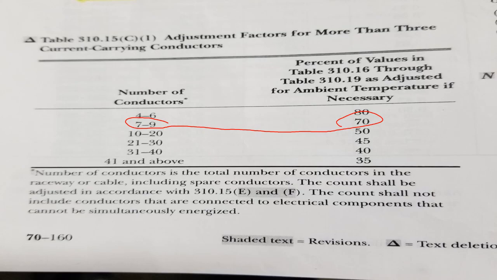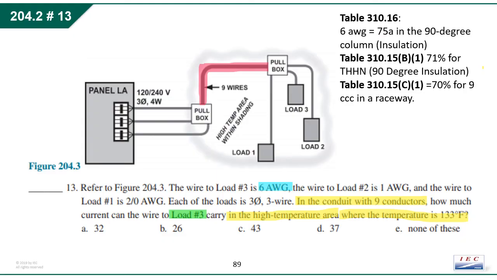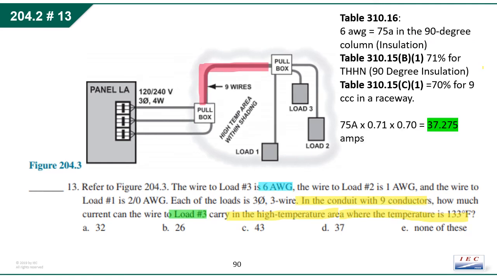Now let's do all the math together. I start with 6 gauge wire, which is 75 amps in the 90-degree column, 71% for my table for temperature correction, and 70% for 9 current carrying conductors in a raceway. I multiply all that together. 75 amps times 71% times 70% gives me a total of 37.275 amps. That 0.275 is negligible. My answer for this question would be D, 37.